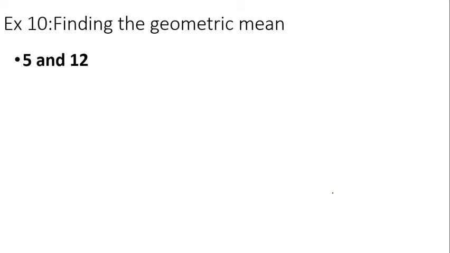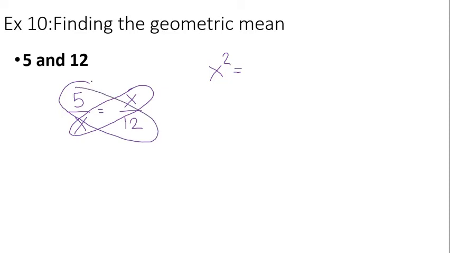The geometric mean of 5 and 12 again. So here, 5 over x equals x over 12. Again, cross multiply the x's first. X times x gives me x squared. 5 times 12, that gives me 60. Now I take the square root of it. Okay, now I want to find, so these eliminate. X equals square root of 60.